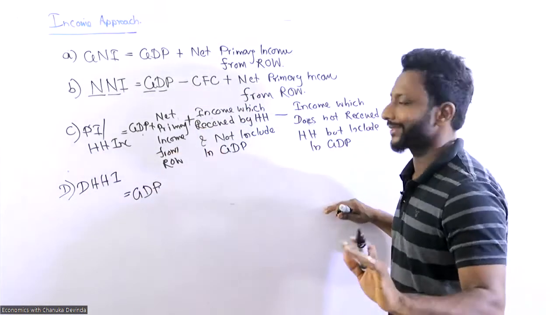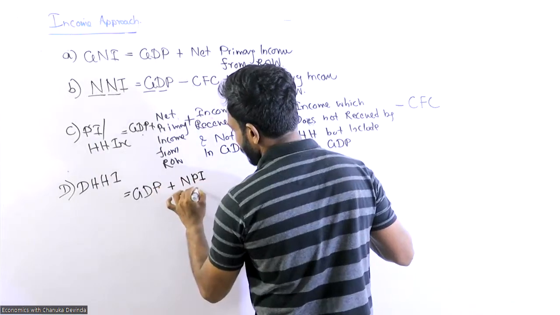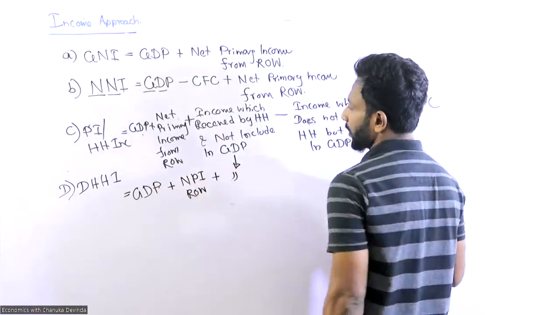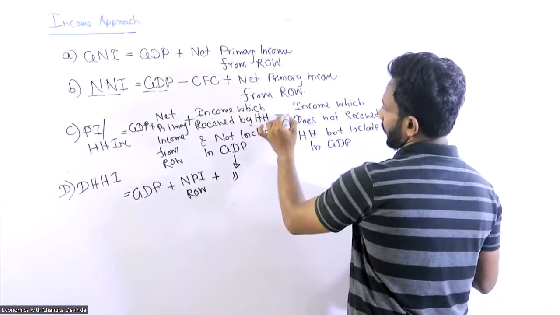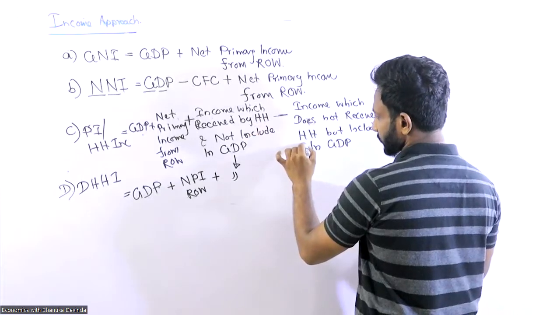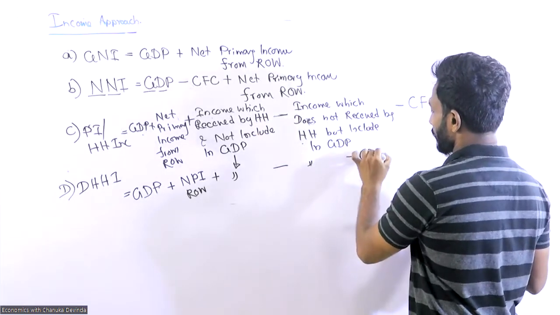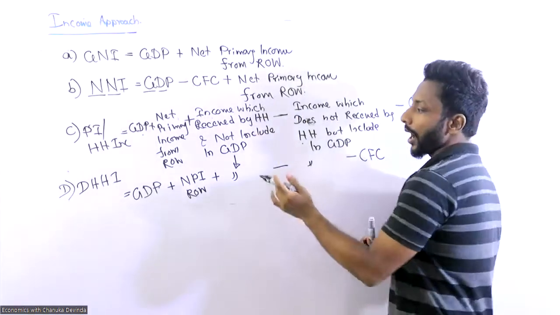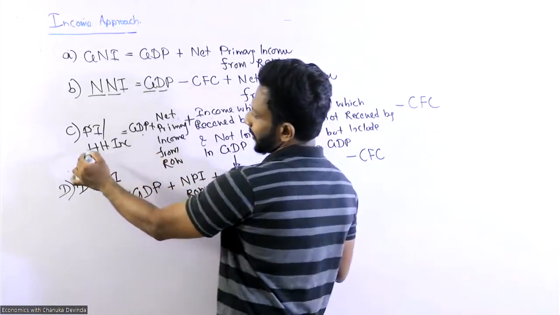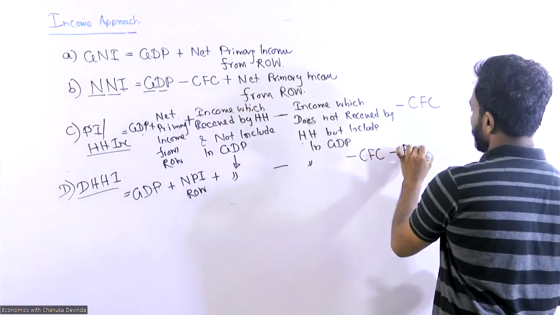So the same adjustments need to be done first, right? GDP plus net primary income from the rest of the world, plus income which is received by household, this one not including GDP, and income which is not received by household but including GDP should be deducted, and also minus consumption of fixed capital because it does not belong to household income. And finally, here the difference between household income and disposable household income is minus personal income tax.